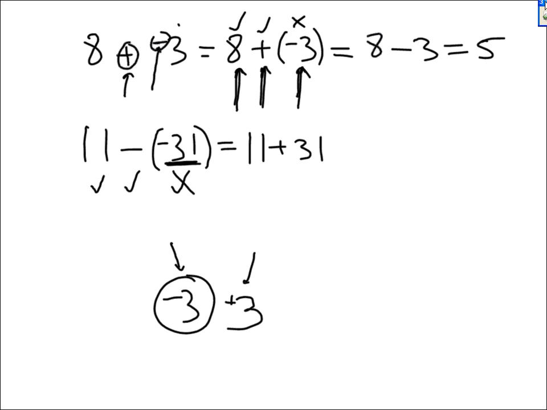It isn't going to be 11 minus 90. It's not going to become 11 plus 38. It's not going to be 15 minus 4. If it's not 11 minus 31, it must be 11 plus 31. If you work it out, it's 42.